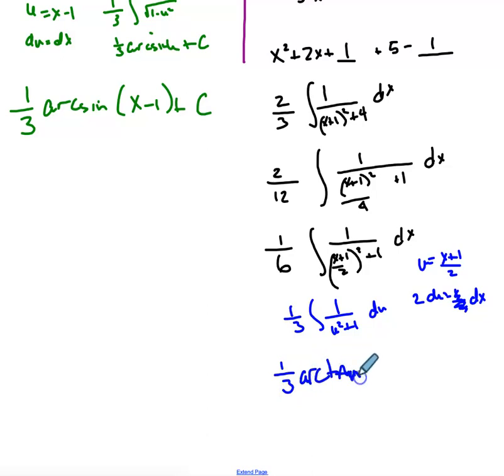So I'm almost done with this problem now. I need a plus c. And then I resub in for my u. So I have a final answer of 1/3 times arctan of (x plus 1 over 2) plus c. Oops, that's supposed to be a plus c there.